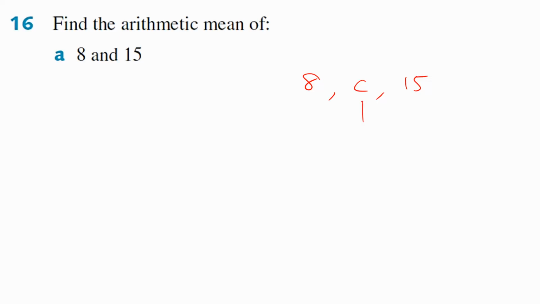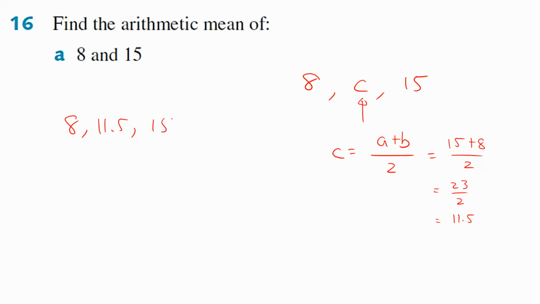So the arithmetic mean, this is your arithmetic mean, and C is equivalent to A plus B divided by 2, the average between them. Okay, in our case here, it would be 15 plus 8 divided by 2, and 15 plus 8 is 23 on 2, and that's 11.5. Okay, 11.5. So what does that tell me? It just means that I've now got 8, 11.5, 15.